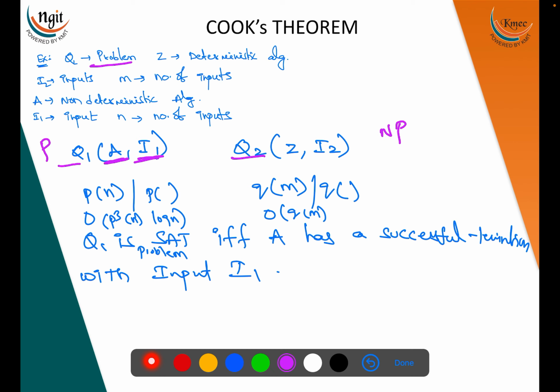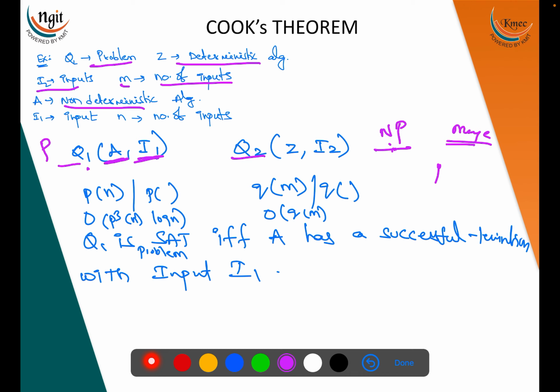And if one NP problem, see, I told you in the beginning, in the previous slide, that merge sort is in the NP set, or one problem of NP. Now by the time researchers wanted to solve this merge sort, it became P. Today a problem may be NP, but one day it will come to P. Every problem will get solved. Now Z is a deterministic algorithm. I2 is input, M is the number of inputs, A is a non-deterministic algorithm. That is the algorithm I am writing. Now I1 is input, N is the number of inputs. Now keep this in mind.